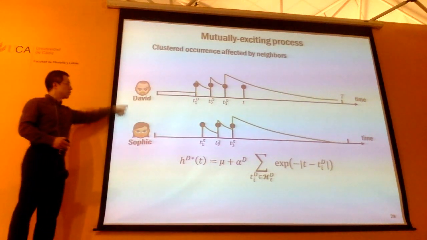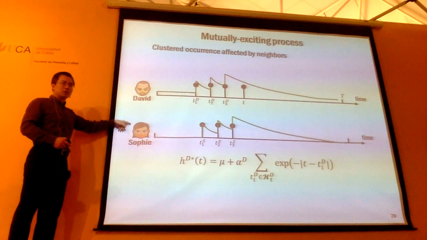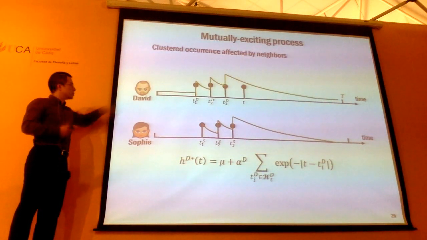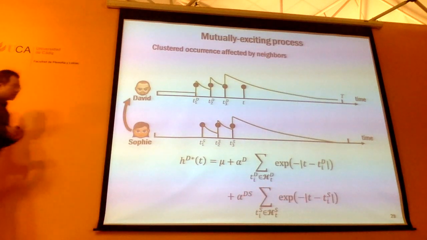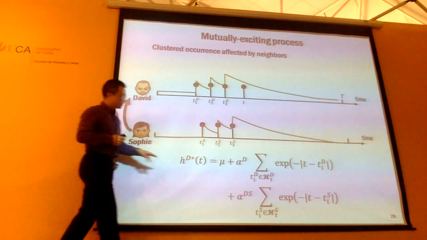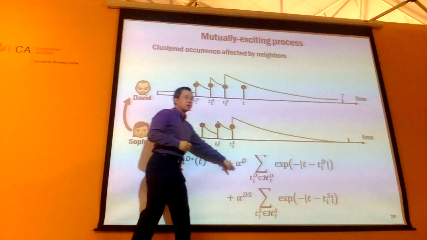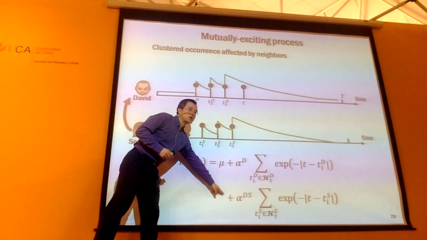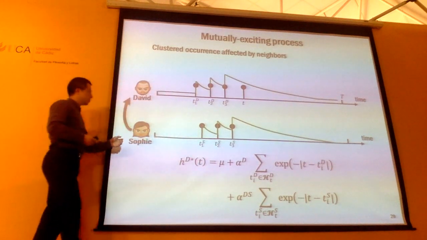Now I want the events from Sophie to influence Davy. So I can actually just superimpose these two. I just add them together. So I have the original self-excitation process for Davy, and now I'm going to add some additional terms due to the historical events from Sophie.